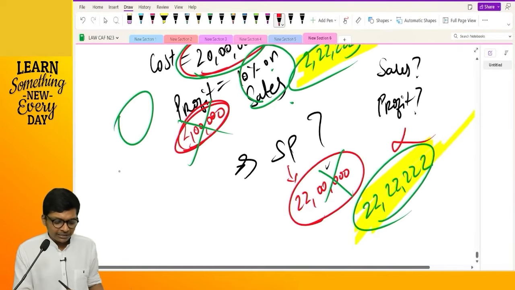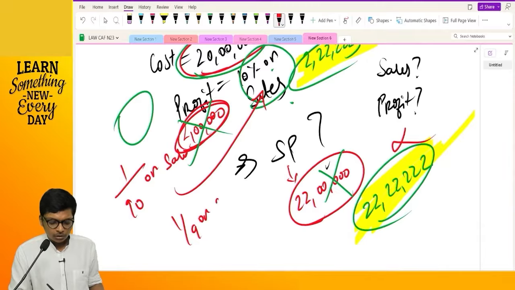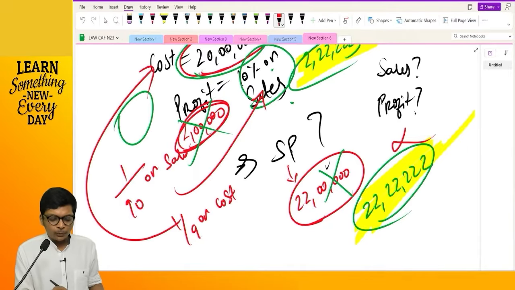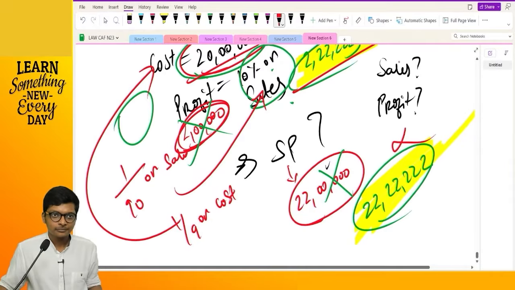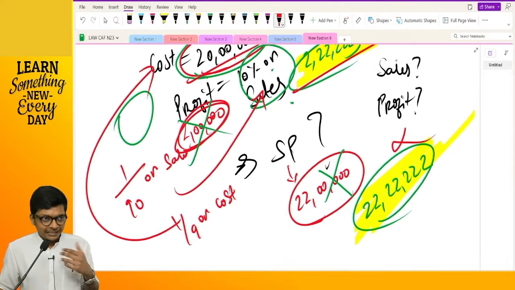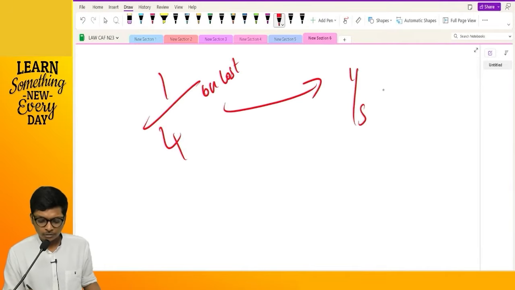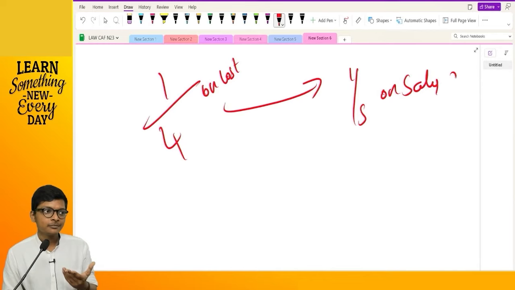Correct. Krishna Kumar said correctly. 1 by 10 on sales. So 1 by 9 on cost. So what is 1 by 9 on 20 lakhs? 2,22,000. How is that? 1 by 10 on sales means 1 by 9 on cost, how? Shortcut, other shortcut. So you know 1 by 4 on cost will become, how? What's the logic?